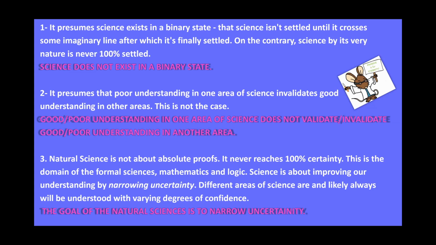And lastly, the third point, and this is one some of y'all tend to miss. So natural science is not about absolute proofs. It never reaches 100% certainty. This is the domain of the formal sciences, which, as you remember from our slide before, was things like math and logic. Science is about improving our understanding by narrowing uncertainty. Different areas of science are always likely to be understood with varying degrees of confidence, which goes back to point number 2. So the goal of the natural sciences is to narrow uncertainty.